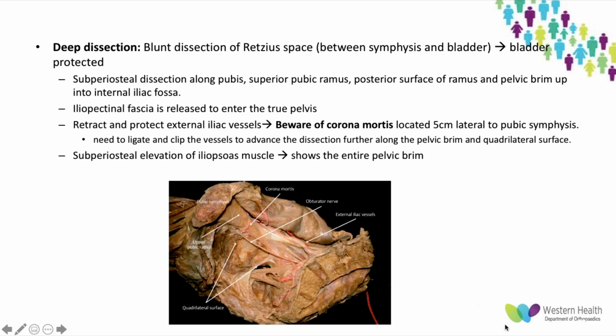It is important that you ligate and clip the vessels in advance to allow you to dissect further along the pelvic brim and the quadrilateral surface. Subperiosteal elevation of the iliopsoas is then performed, which shows your entire pelvic brim.